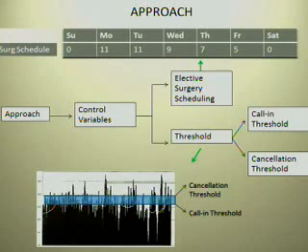The second control is the threshold. We have two kinds of thresholds, the call-in and the cancellation threshold. And I'm going to explain that using this graph right here. So again, here just showing you the occupancy level of the hospital. And what we did is we set the cancellation and the call-in threshold. And every time we go above the cancellation threshold, we start canceling elective patients to save some spots for emergency patients who can unexpectedly come at any time.